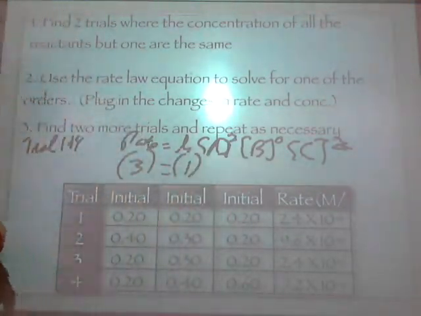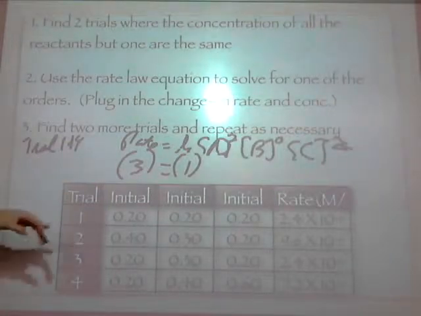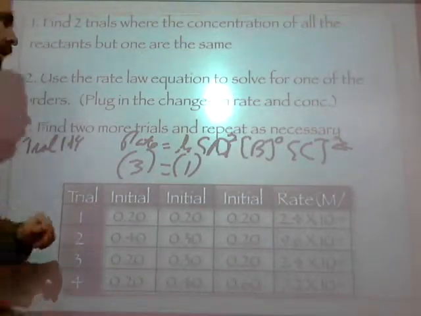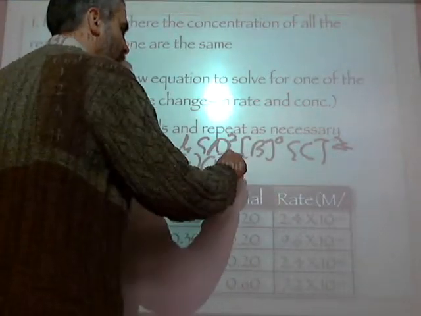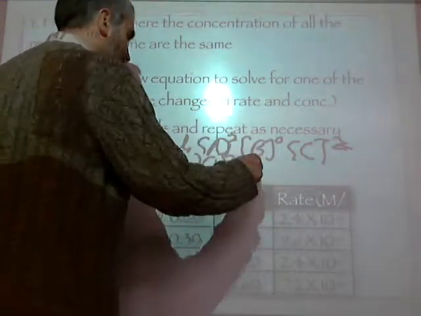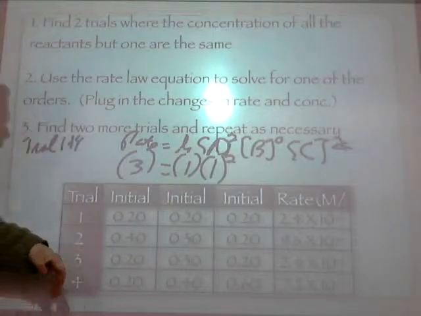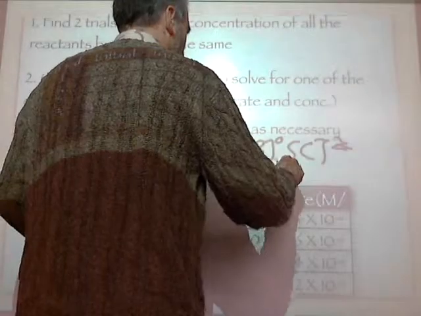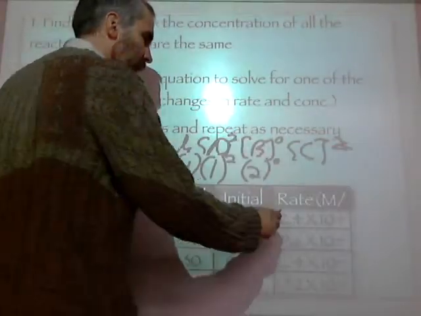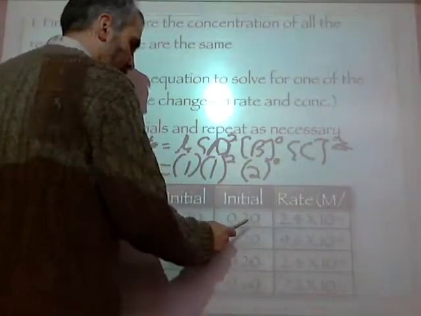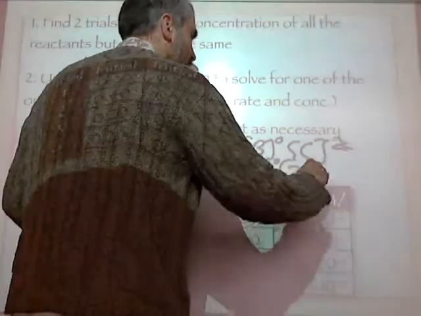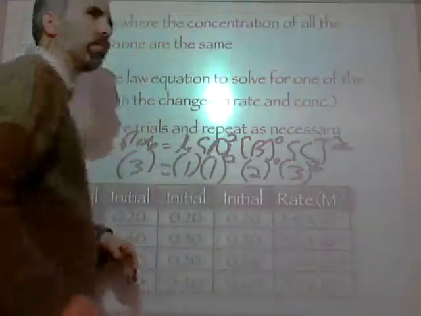1 for K. A, what happened to A between trials 1 and 4? It just went up by a factor of 1, squared, so it's going to be 1 again. I don't care really what happened to B, but I'll say it. B between there, it doubled, raised to the 0 power. And C did what? 0.2 to 0.6. 3 raised to the 0 power.